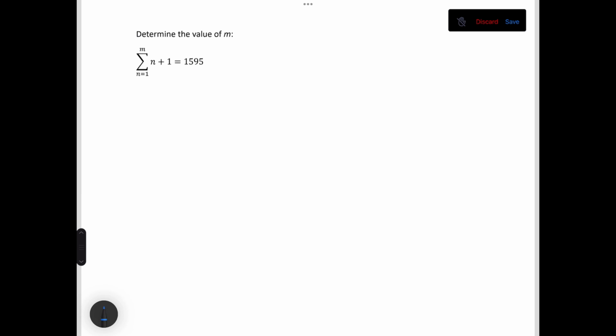Oh, and here we have another one for you. Determining the value of m, where they give you the sum of the terms. And you must determine how many terms exist in this series. Try it and post your answer in the comments.